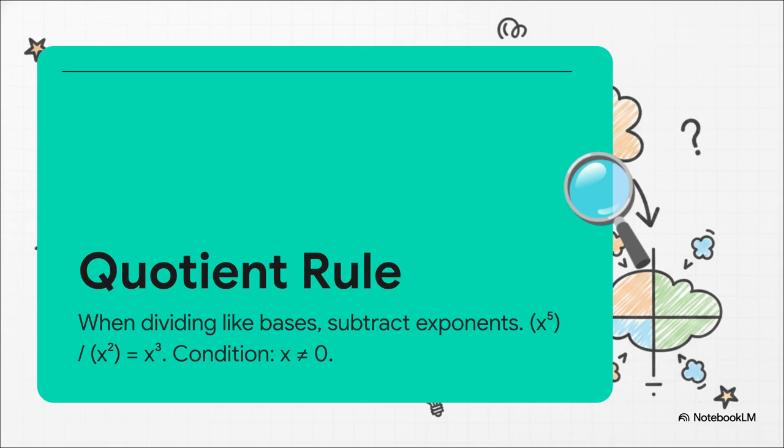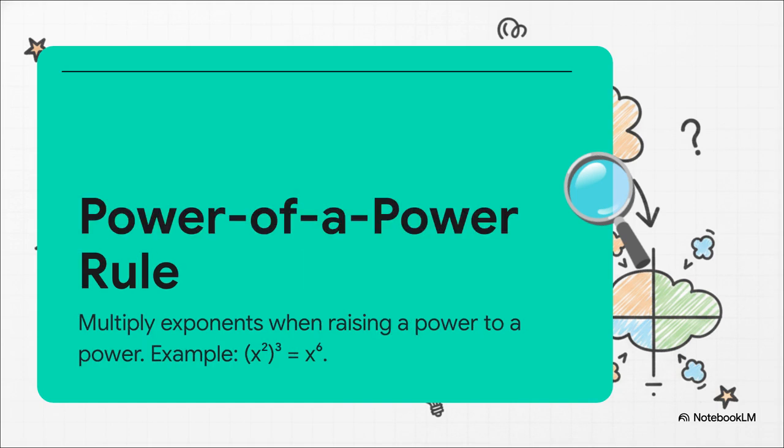But we do have to read the fine print here. This only works under the strict condition that x does not equal 0, because as we know, you simply cannot divide by 0. Moving on, how does this logic build our third law, the power of a power rule?